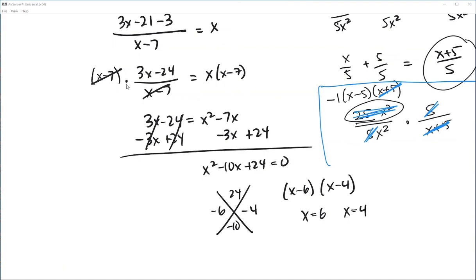Also keep in mind that if you get an answer where it makes the denominator equal to 0, those aren't going to be a solution. So if it was like x equals 7 in this case, and you know how 7 minus 7 is 0, if it made a denominator 0, that would be undefined, right? And so just be careful of that. Anything that makes the denominator 0, don't include that in the answer.